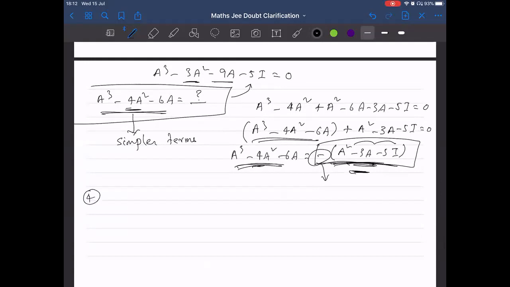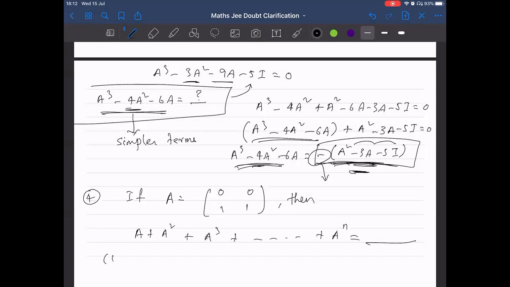Let us go to the next question. If A equals [[0, 0], [1, 1]], then what is the value of A plus A square plus A cube plus and so on up to A power n? Options are A, n A, (n plus 1) into A, and the fourth option, null matrix.